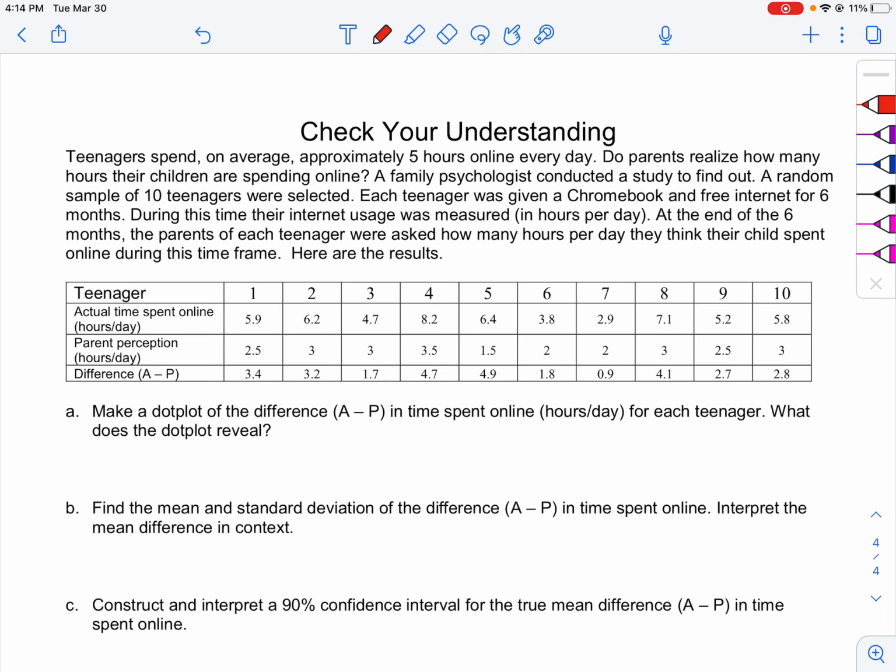So let's put that in. Okay. What should our title be in here? 0, 1, 2, 3, 4, 5. Is 5 the highest? Yep, 5 is the highest. And then we have the title, difference A minus P.